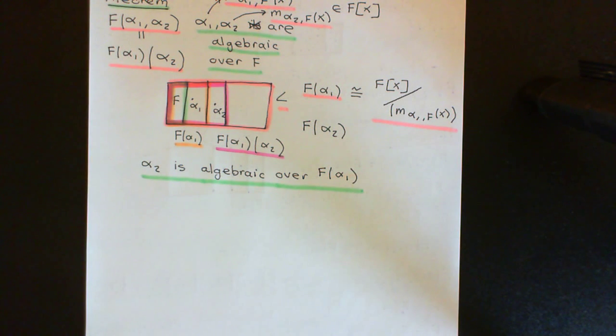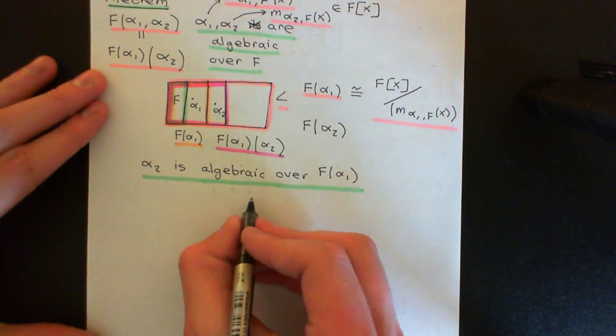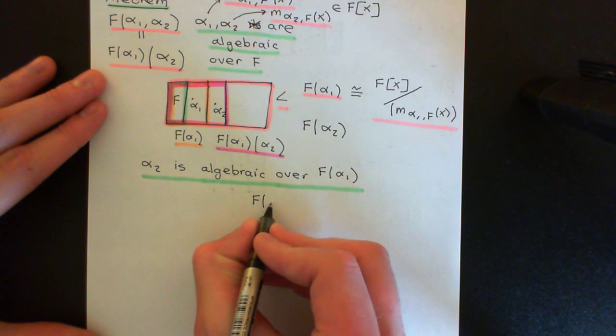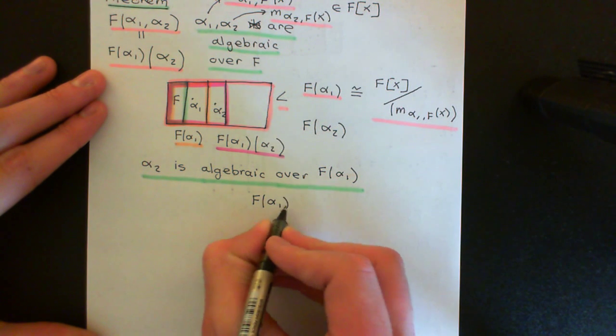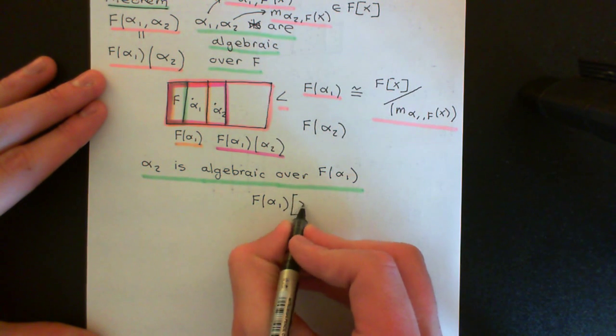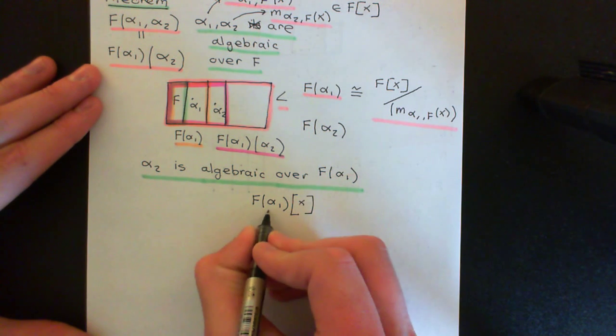Now, what is the definition of algebraic? Well, this is the wonderful thing. Even though it looks like a big daunting word, it's a very simple definition. It just means that there has to exist some non-zero polynomial in the ring of polynomials over this field which has alpha 2 as a root. So we need to look at the ring of polynomials over the field F(alpha 1) here, so we now need to be looking at this ring of polynomials here.